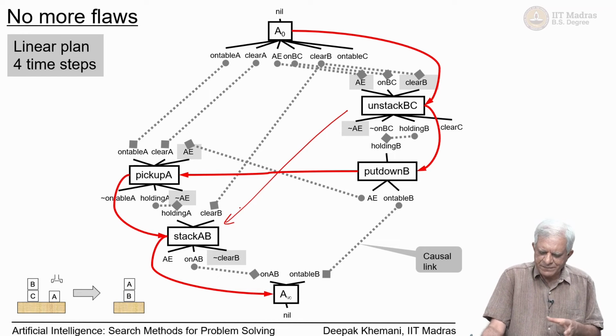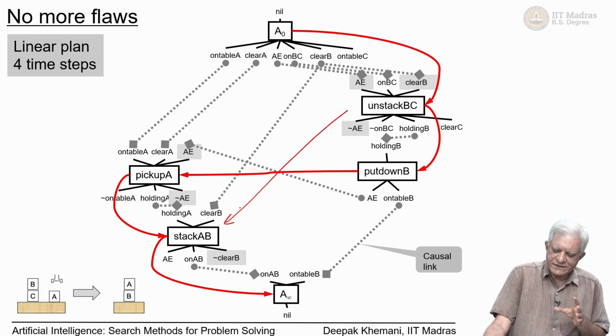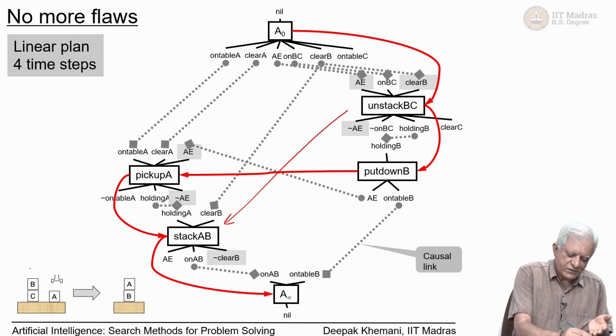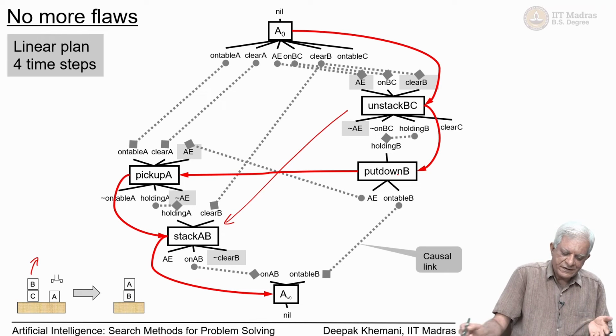So, we have just kept the basic links which are necessary, or in some sense we have identified the sequence of actions that will happen, and you can see that that is a good plan for this. You first unstack B from C, you put it down on the table, then you pick up A and then you stack it on top of B, and this has no more plans. It produces a linear plan in 4 time steps.